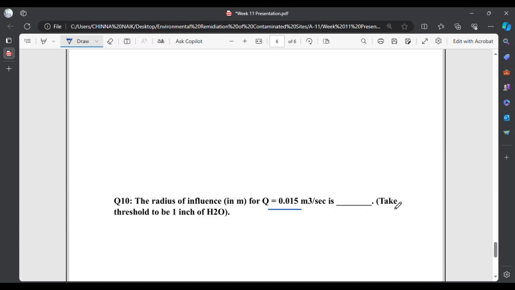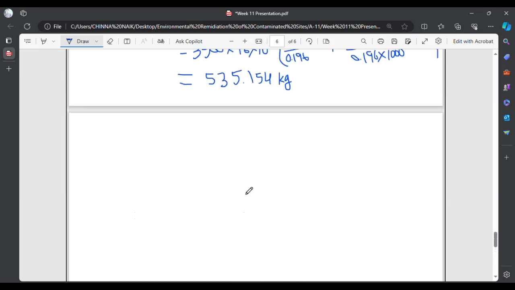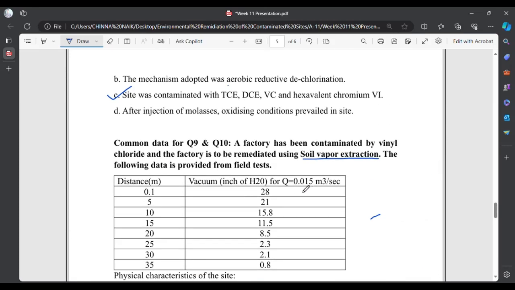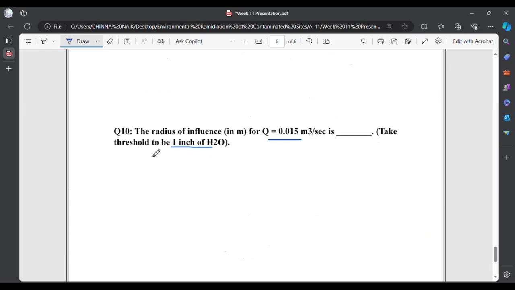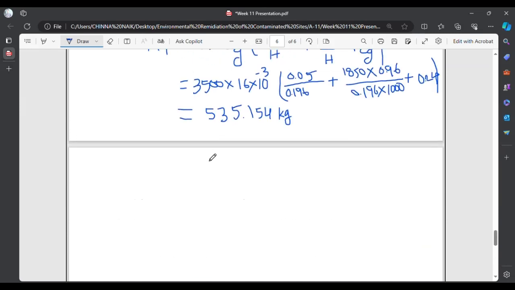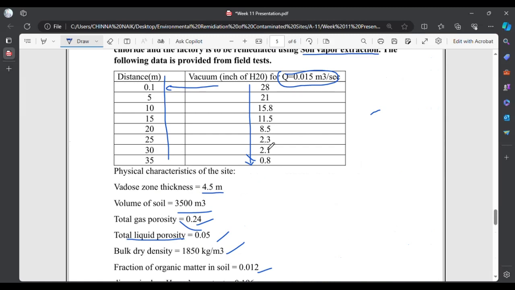So what they are asking is the radius of influence. Already they gave, pertaining to this discharge, the radius of influence from the vacuum source and the vacuum generated at a particular distance, at a particular radius from the vacuum source. We have to consider the 1 inch threshold to be 1 inch of H2O, which will fall in between 2.1 and 0.8, right?